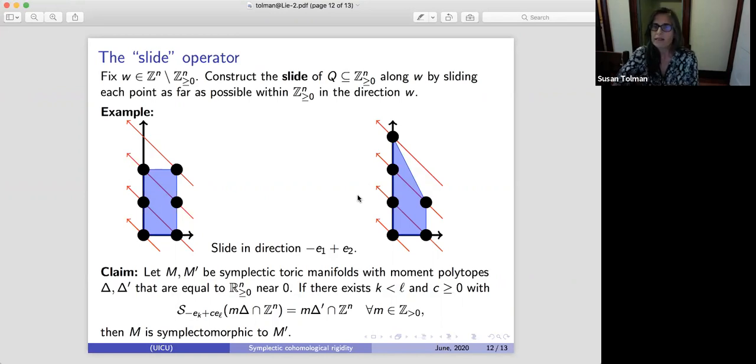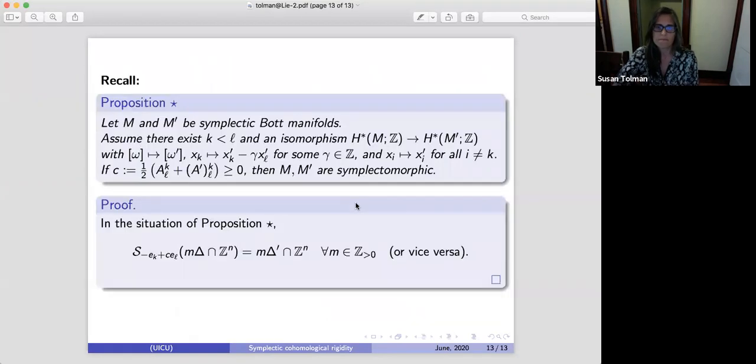So great. How do we use this to prove our theorem? Well, remember that the hard thing we had to prove was proposition star, which said: let M and M prime be symplectic Bott manifolds, and assume that I had an isomorphism of a particular kind, and that this quantity C was greater than or equal to 0. I want to prove that those manifolds are symplectomorphic.